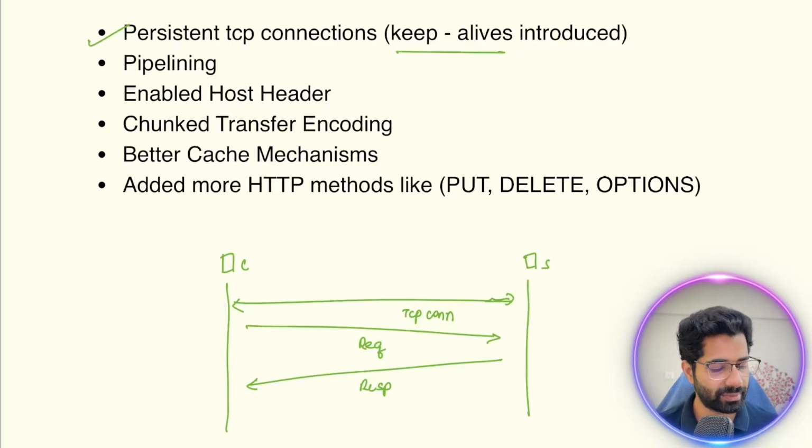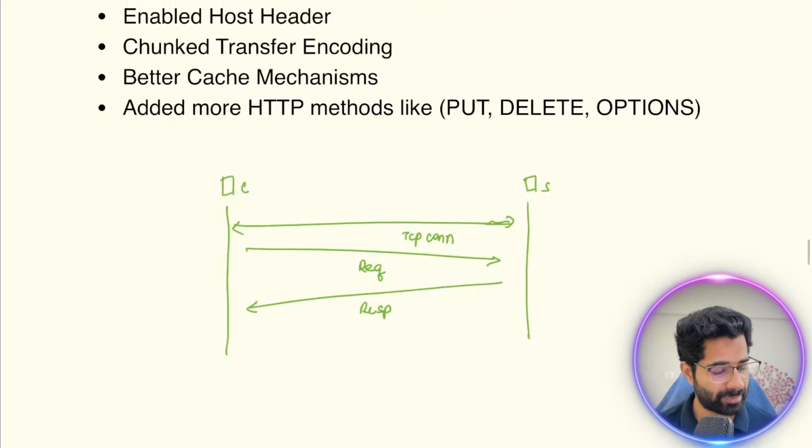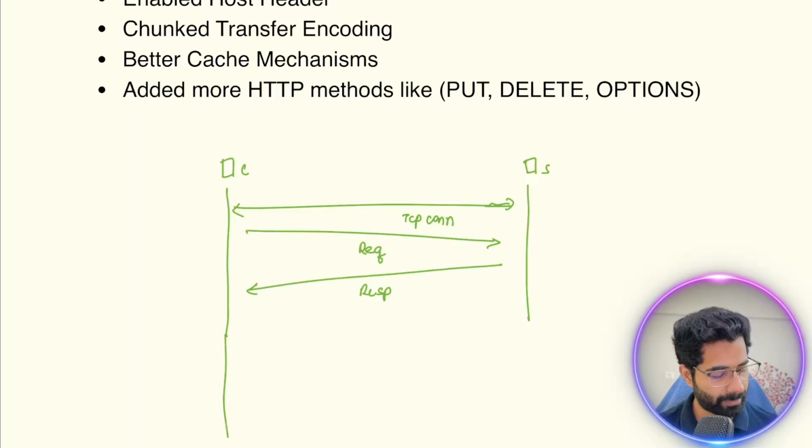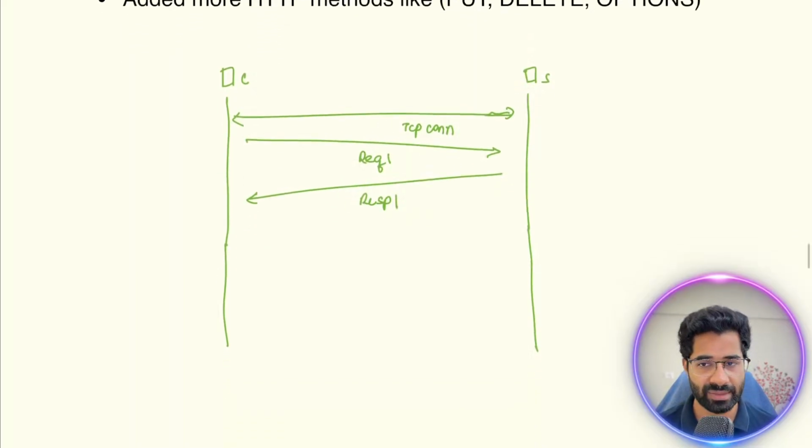This enabled pipelining in HTTP 1.1. Now, what is pipelining? In pipelining, let's say request 1 was sent and response 1 was received. If the client wants to send multiple requests at the same time, they can send them without waiting for the response.